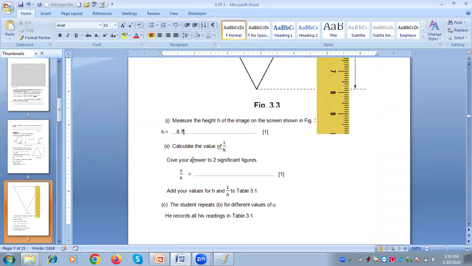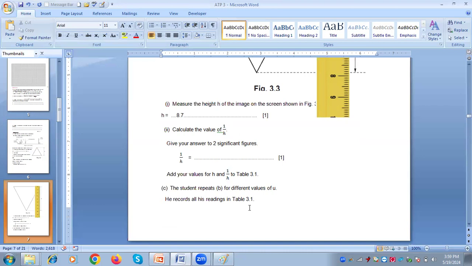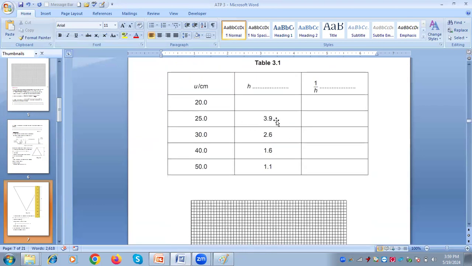Then what we are asked is to calculate the value of 1 upon h. The rest of the values of small h are given, and we have to write our measured values and the calculated values of 1 upon h in the table. This is the table where the values are to be recorded. Don't forget, sometimes students forget mentioning the unit. Here the unit is missing. u is in centimeter, h is also in centimeter. You have to put a slash and write down the unit centimeter. For 1 upon h, the unit will be 1 upon centimeter.